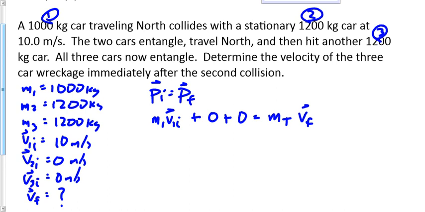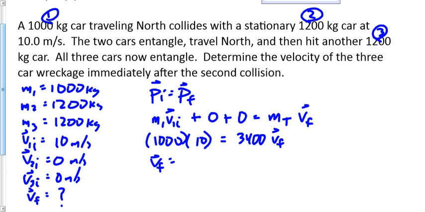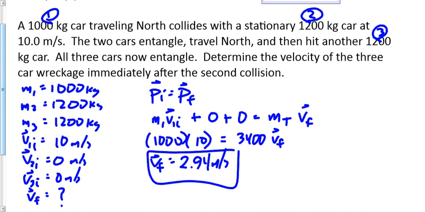So M1 is 1,000 times V1I, which is 10, equals the total mass, 3,400 kilograms, times VF. So VF is 10,000 divided by 3,400, which worked out to be 2.94 meters per second. Wow, it seems a lot less messy when we do it as one collision, right? But it's no more right.